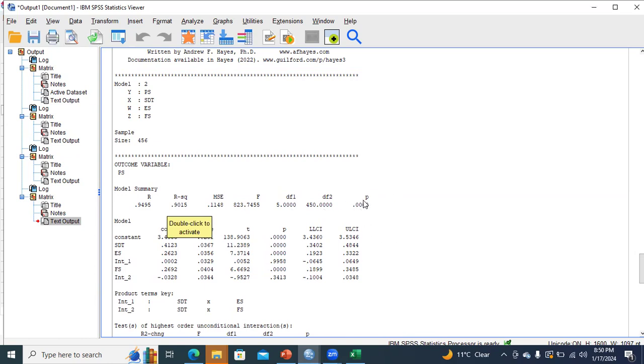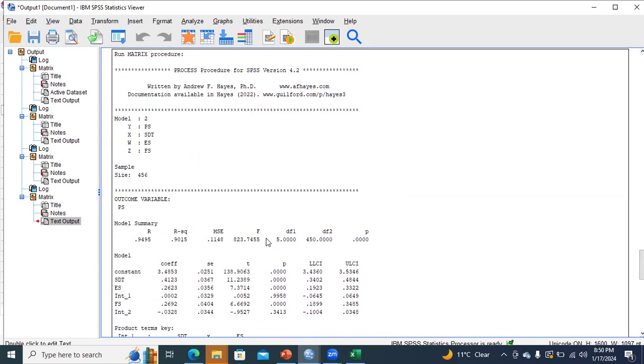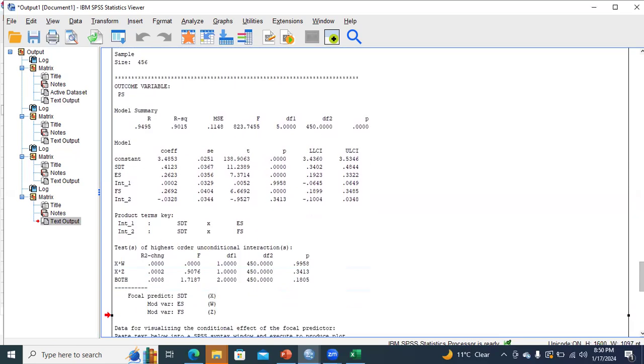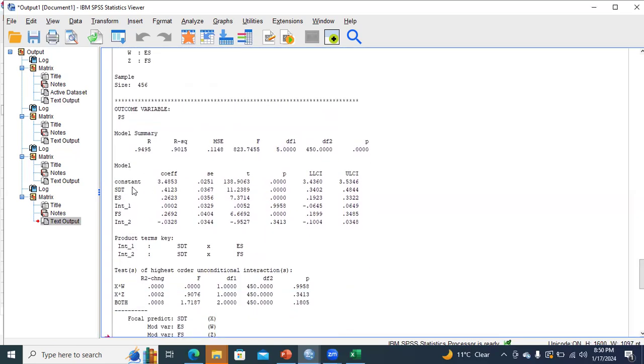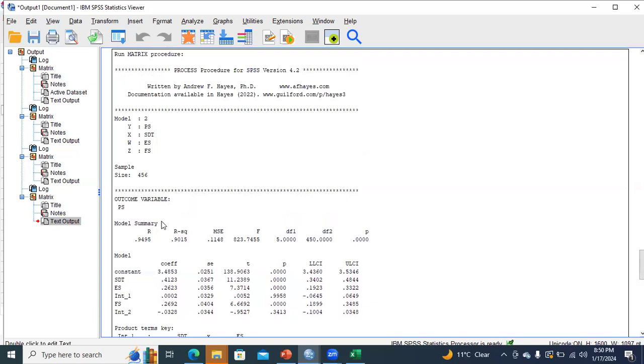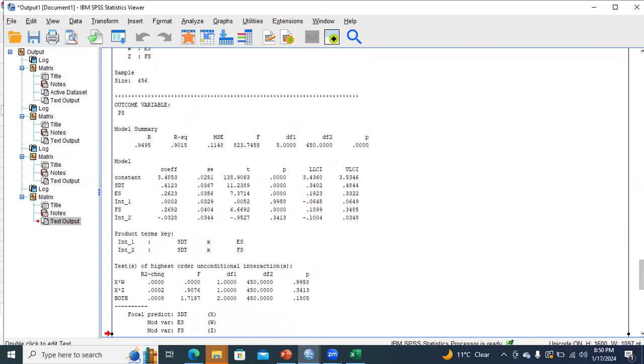Then you can see the p-value, which is less than 0.05. It means our model is statistically fit. Then you can see the coefficient values. Just ignore the constant value and look at SDT, short duration training. It is positively impacting and highly significant. Then ES as a moderator for the direct impact shows a positive impact and is also highly significant. You can see FS as a direct impact is positive, indicating a strong positive impact.